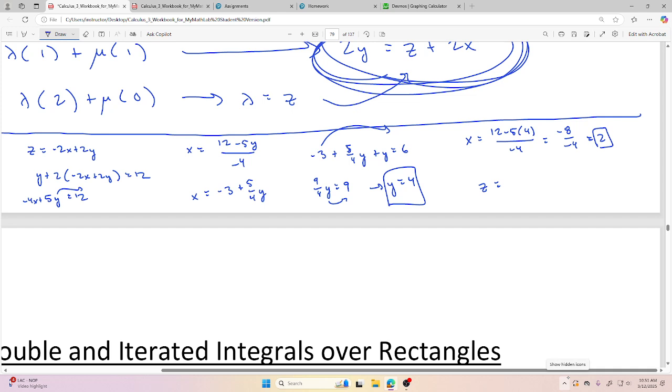And then my z way over here. So negative 2 times 2 plus 2 times the 4. Negative 4 plus 8 is 4. There it is. We got them all. Man.